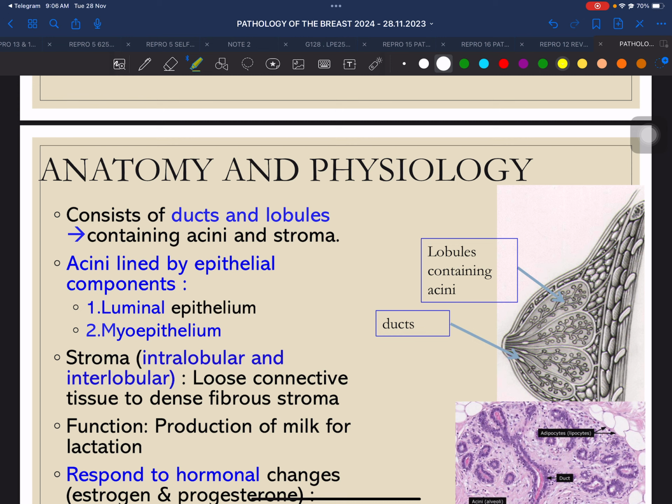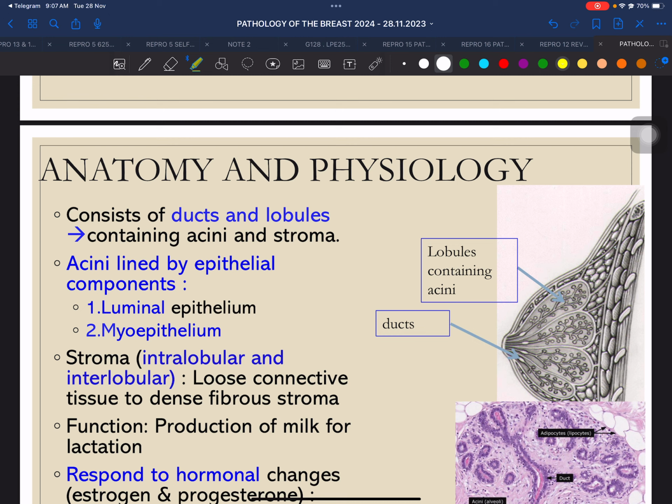Anatomically, the breast is a unit that has ducts and lobules. These lobules contain acini and the stroma. The acini are lined by two layers of epithelial cells, the luminal epithelium and the myoepithelium. So this is a breast lobule, and you have all the small acini forming tubules here. These tubules are lined by both the luminal and myoepithelium.